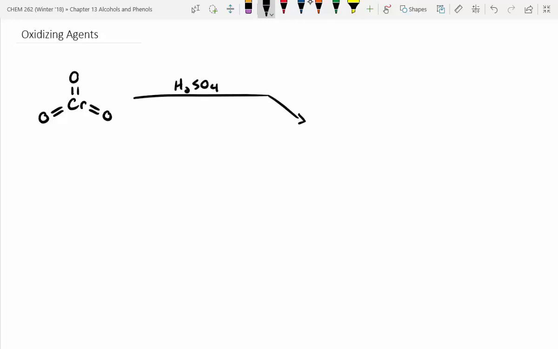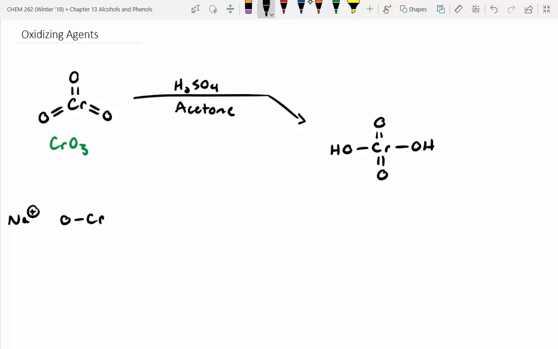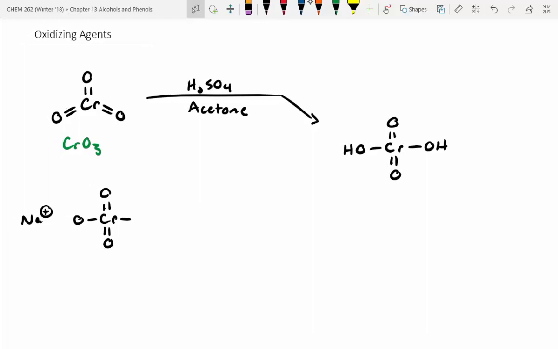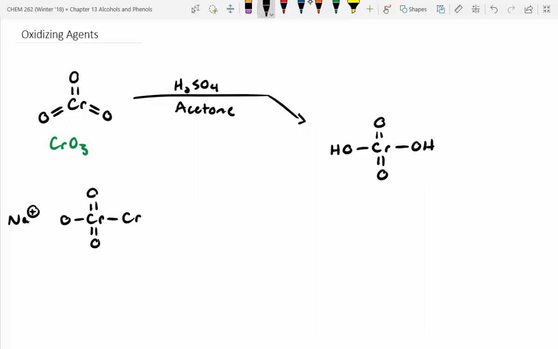So the first one, you use Chromium Trioxide, that's CrO3, sulfuric acid, and acetone. When you do this, you can make chromic acid, or if you don't have chromium trioxide, you can use sodium dichromate, which is an analog that looks way more complicated. Sorry, that's the sodium right there. They moved the screen on me. Oops, there should be an oxygen in between.